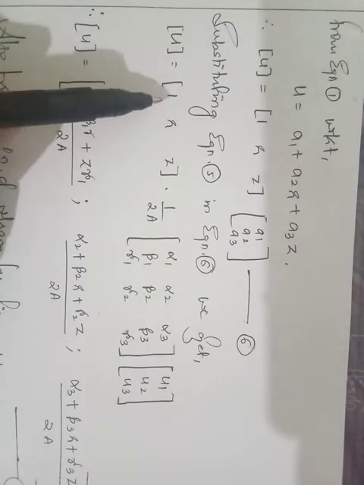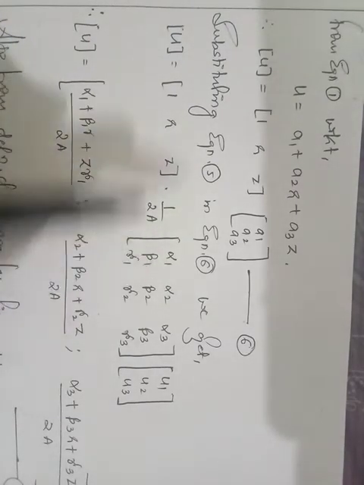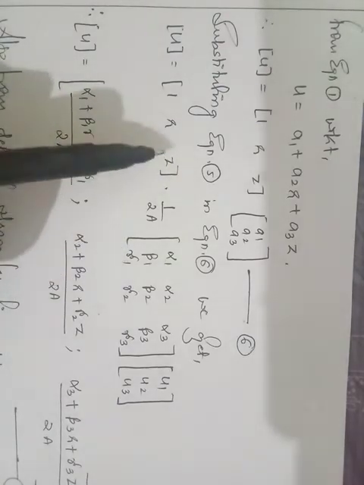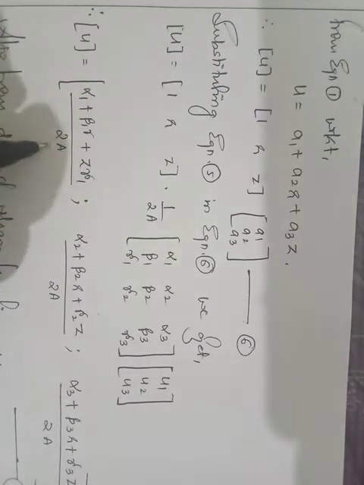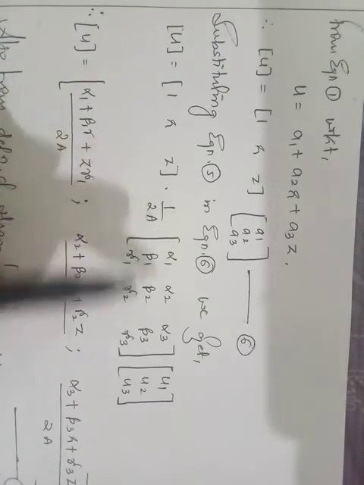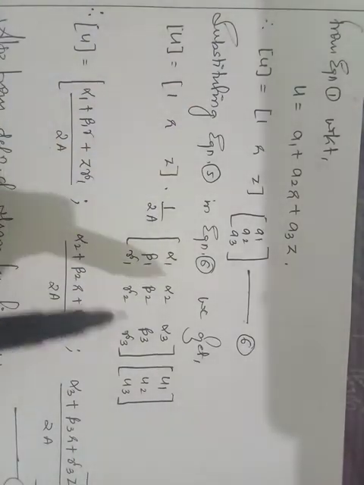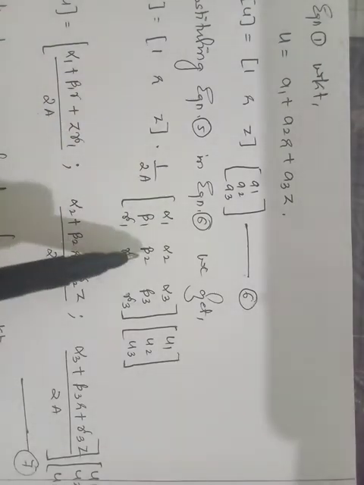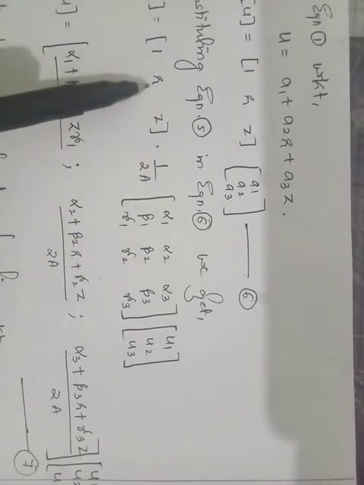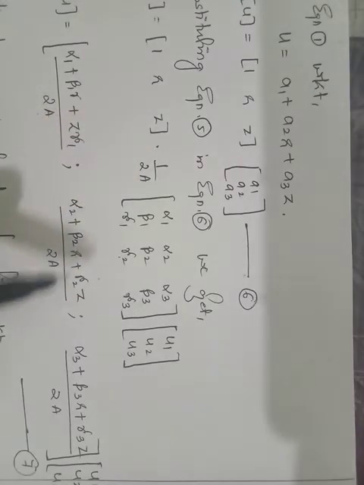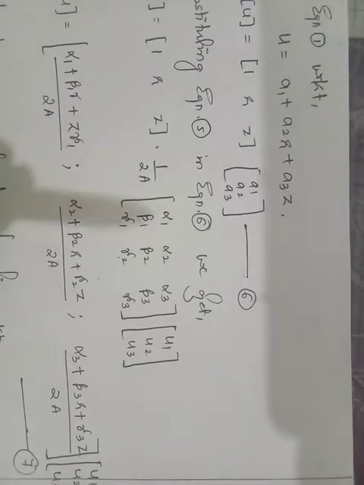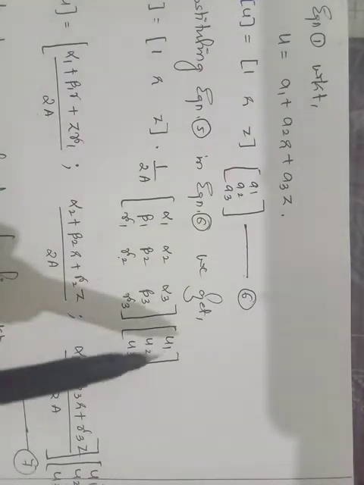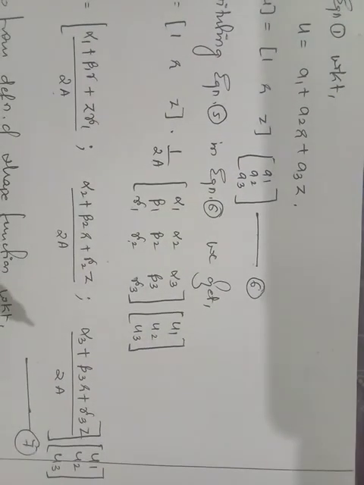Alpha 1 into 1 is alpha 1, beta 1 into r is plus beta 1 r, gamma 1 into z plus gamma 1 z, divided by 2a. So this 2a is common for all these elements. Similarly, alpha 2 into 1 is alpha 2, beta 2 into r plus gamma 2 into z divided by 2a. Similarly you will be getting the third one, and u1 u2 u3 you just retain as it is.